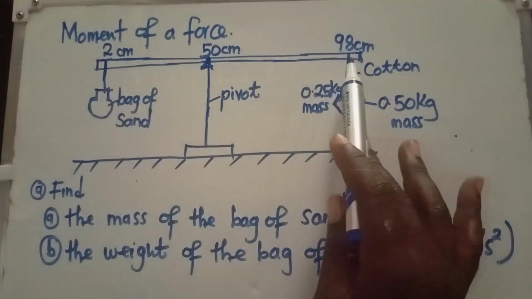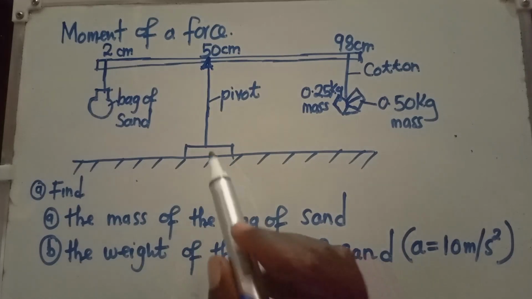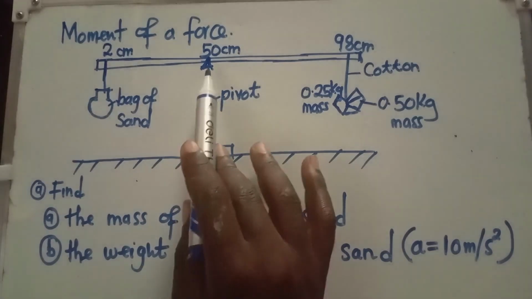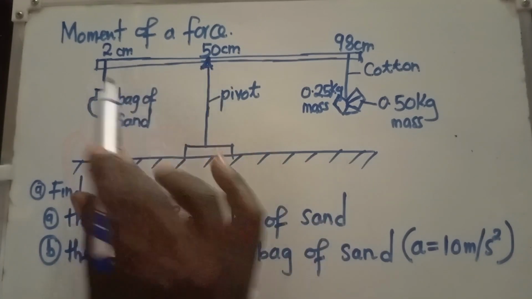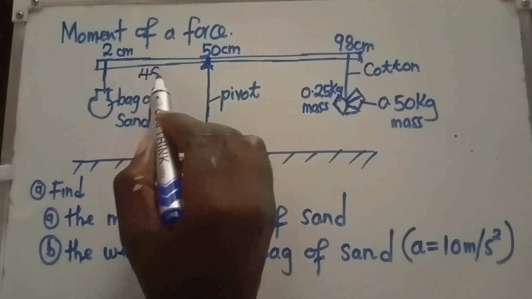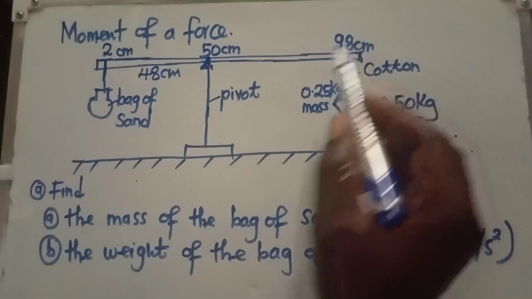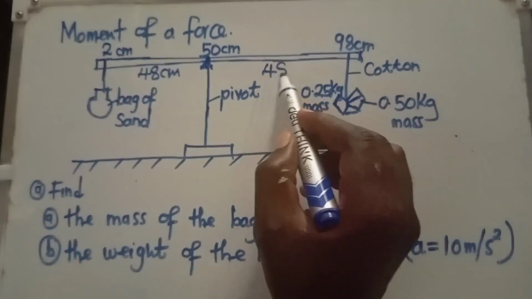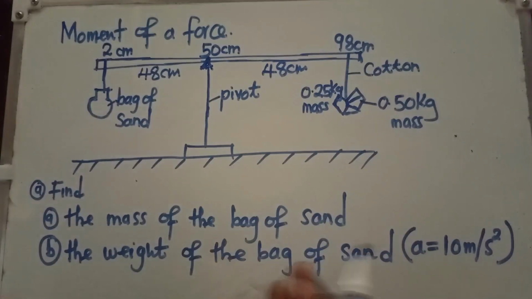So this is a meter rule, meaning it is 100 centimeters. They are balanced on this pivot. The pivot is on 50. From here up to there, this is 48 centimeters. From 50 to 98, that is 48 centimeters. So you are given these two values, isn't it?